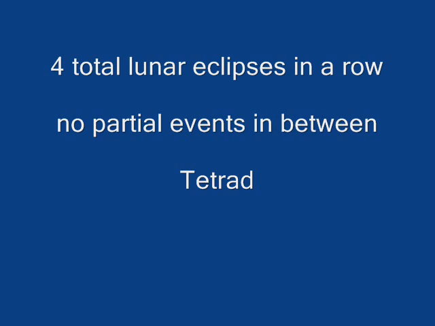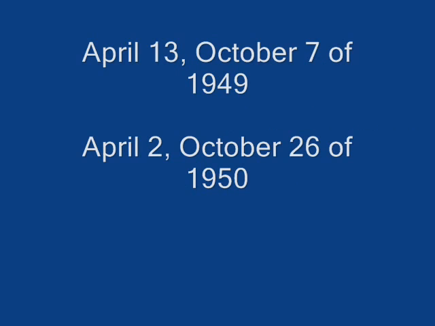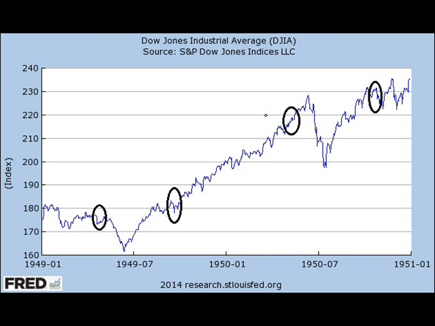Now, in 1949 and 1950, there was a tetrad event. April 13th and October 7th of 1949, April 2nd and October 26th of 1950 gave us total lunar eclipses with no partial events in between. So now you would think that if there was something hugely significant to these blood red moons, to these tetrad events, that the Dow Jones Industrial Average would have reflected that.